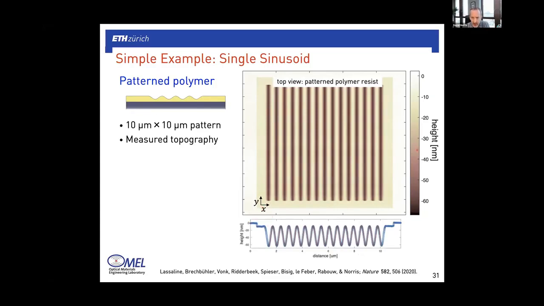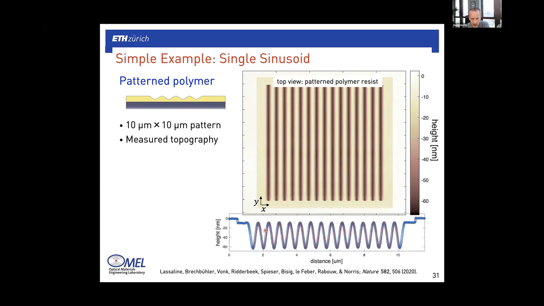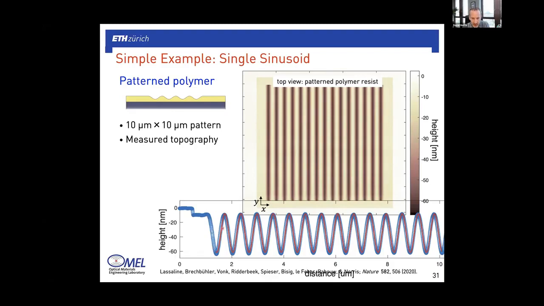And if we look at a line scan through the structure, then you can see how well it's really reproducing our targeted function. These open circles, if I blow this up, are the measured depths of our profile. And then the red line is our targeted function.